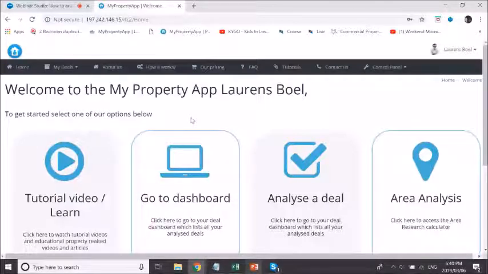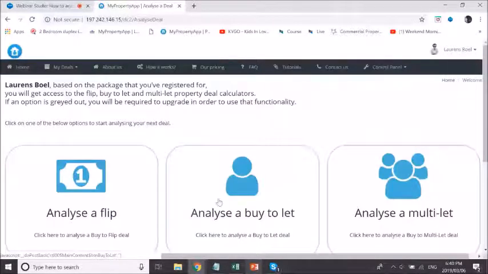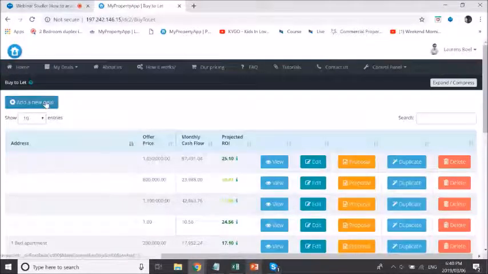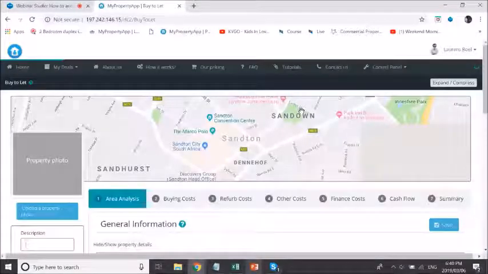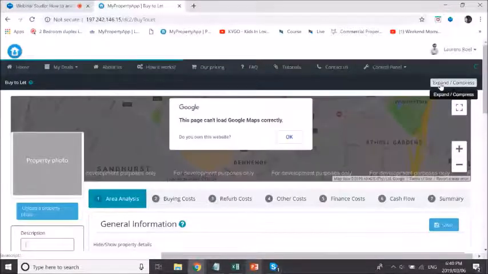And also we've added a thing called rate of return, which tells you how the deal will perform over a 20-year period, which is very, very handy. So let's go here to analyze the deal. And I'm just going to say analyze a buy to let just for our purposes today. Okay, so you start here on the top left and you say add new deal. What I like is this little button here that says expand or compress.